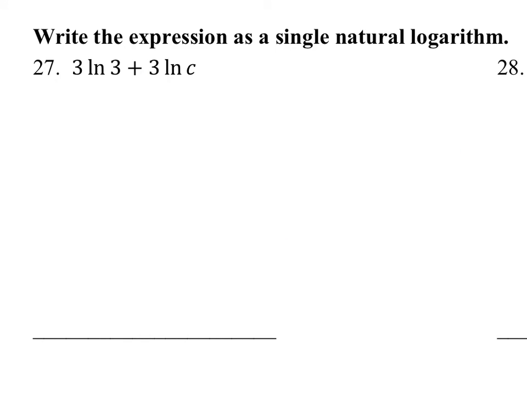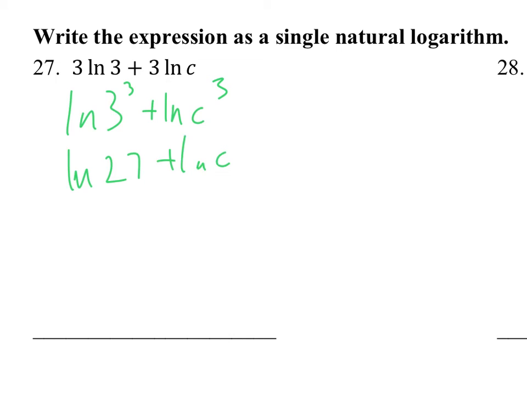So here we're condensing this down to a single natural logarithm. We could start with our power property. We'd have natural log of 3 cubed plus natural log of c cubed. 3 cubed is 27. And then we can use our product property. We get the natural log of 27c cubed for that.